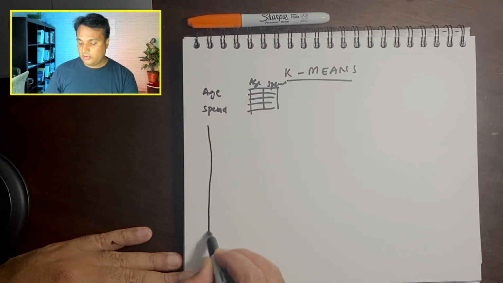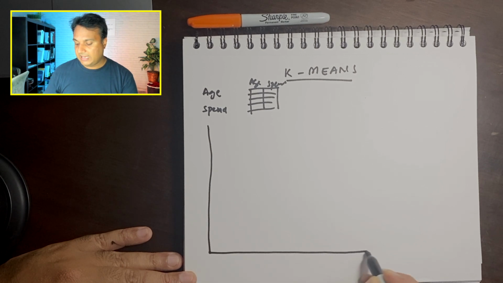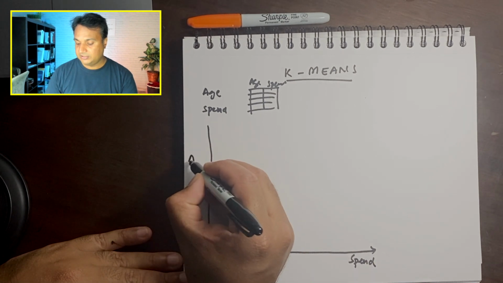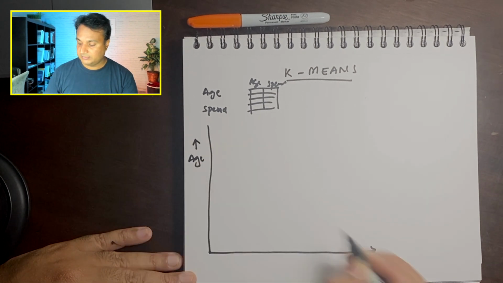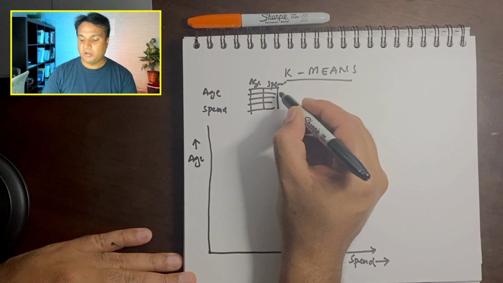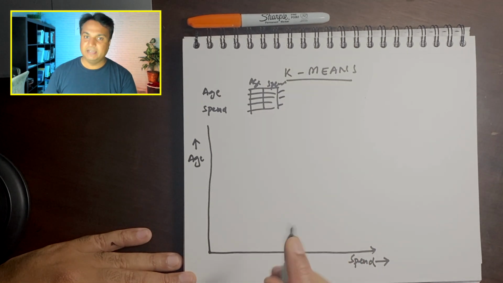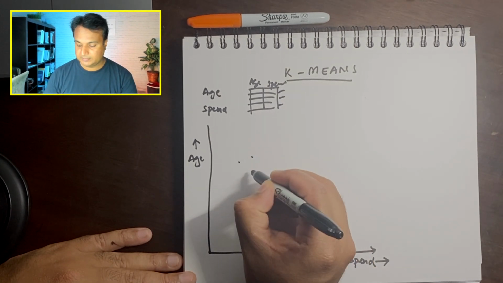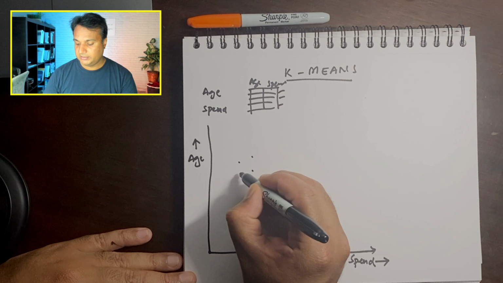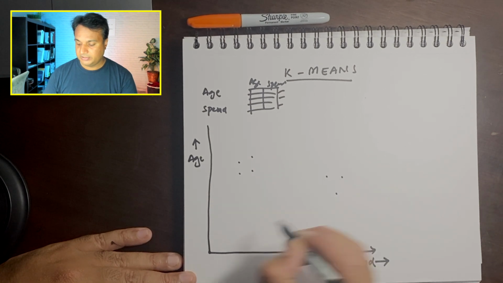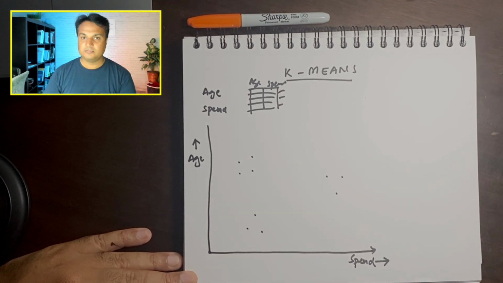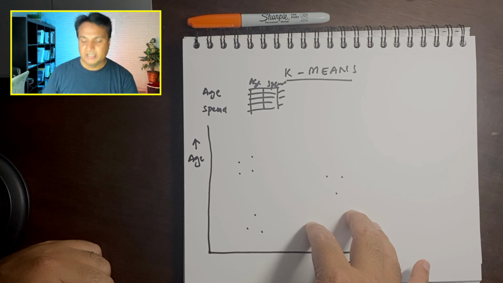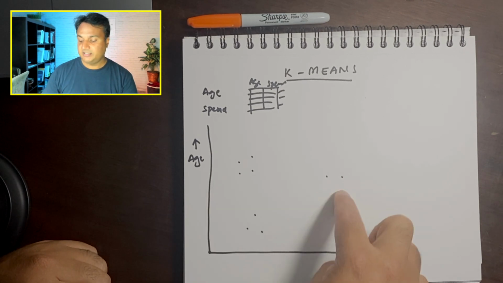So let's say on the y-axis, I have the age, and then on the x-axis, I have how much the customer has spent. So spend is on the x-axis and then age is on the y-axis. And let's say when you plot all these points on this graph, it looks something like this. So you have 2, 3 points here, and then you have 2, 3 points here, and then you have 2, 3 points here. Now, when you visually look at it, you can definitely see that there are 3 clusters here.